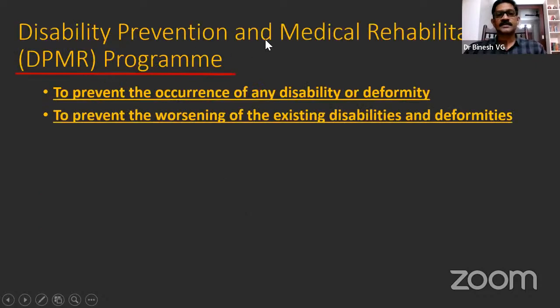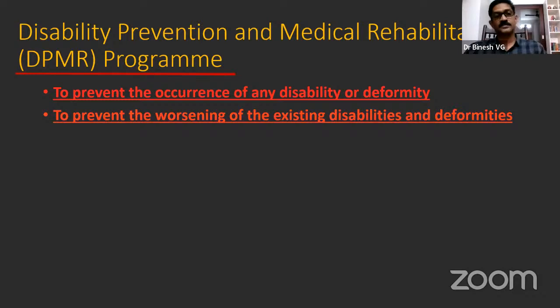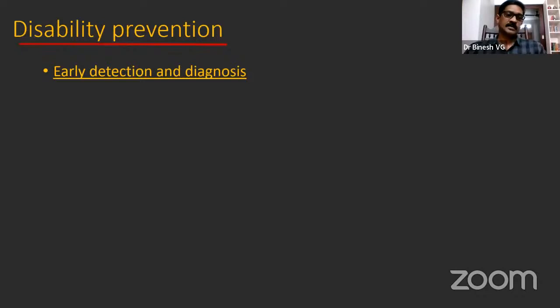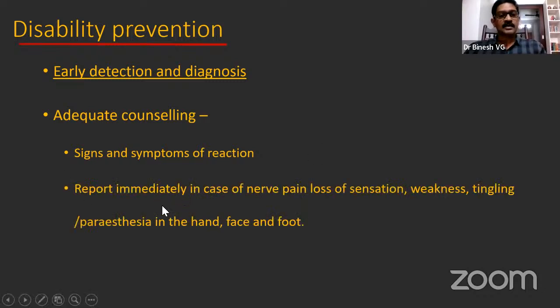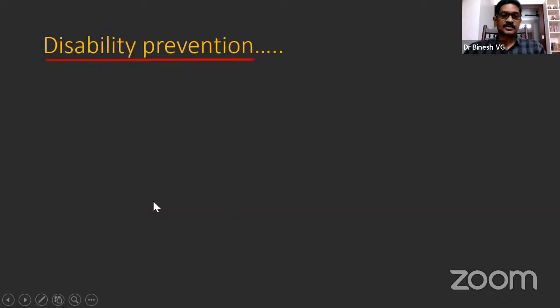And there is the disability prevention and medical rehabilitation, DPMR, program. The aim of this program is to prevent the occurrence of any disability or deformity, and if it occurs, then we have to prevent the worsening of this disability or deformity. The most important thing in this disability prevention is early detection and diagnosis. And once the diagnosis is made, we have to do adequate counseling regarding signs and symptoms of reaction. Remember, type 1 reactions are one of the most important causes for neuritis and the subsequent deformities. And again, the patient should report immediately in such a situation.